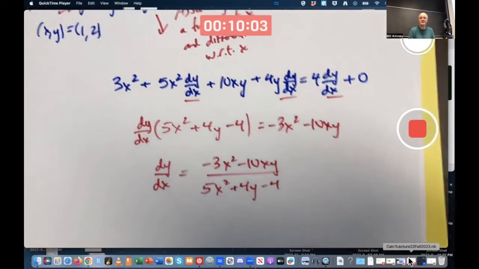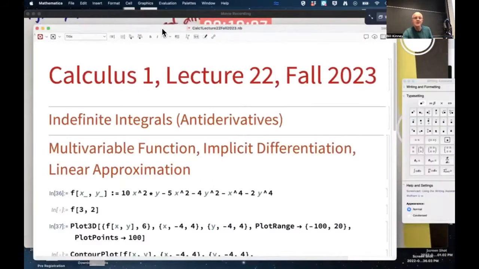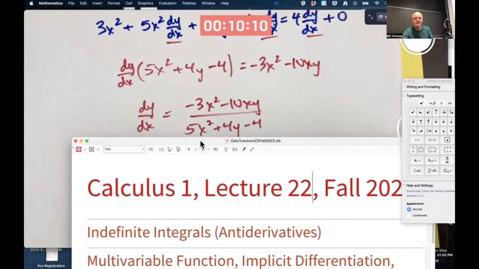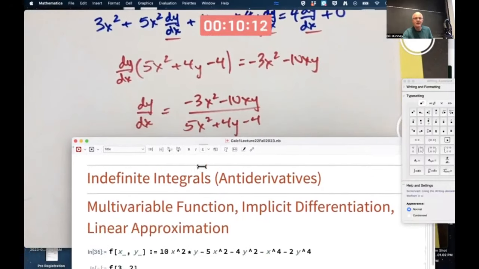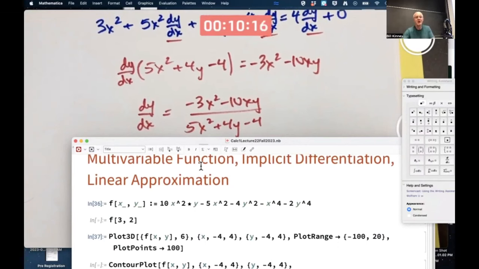And with what happened last Friday, I feel like I want to make sure I check my work here. So I did my checking last Friday in Mathematica. I'll do it in Mathematica again today. Got the code from last Friday.